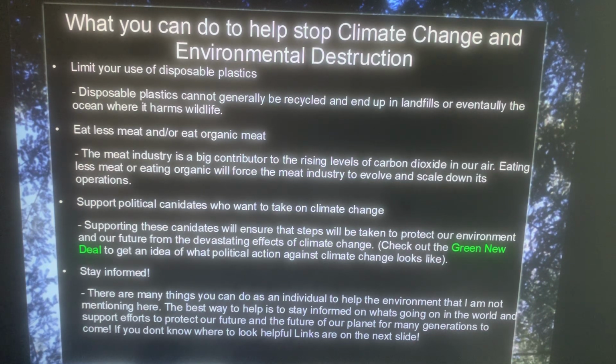But really the best way to combat this is just to stay informed on the facts. There are many things you can do as an individual to help the environment that I'm not mentioning here, but the best way is to stay informed on what's going on in the world and support efforts to protect our future and the future of our planet for many generations to come.